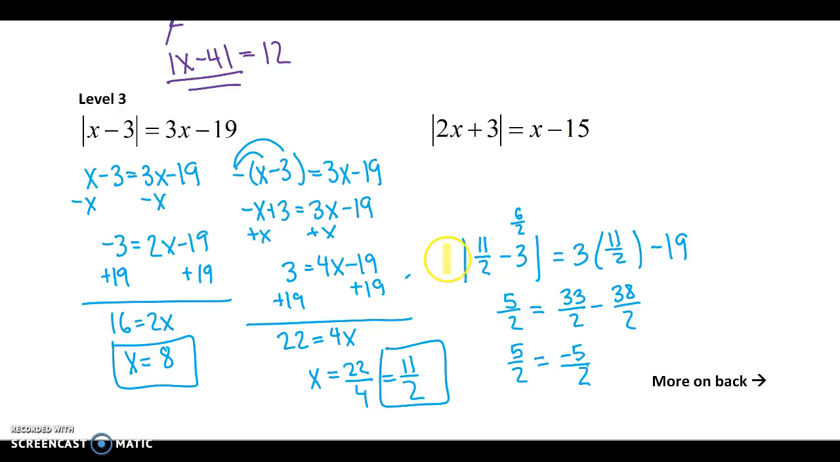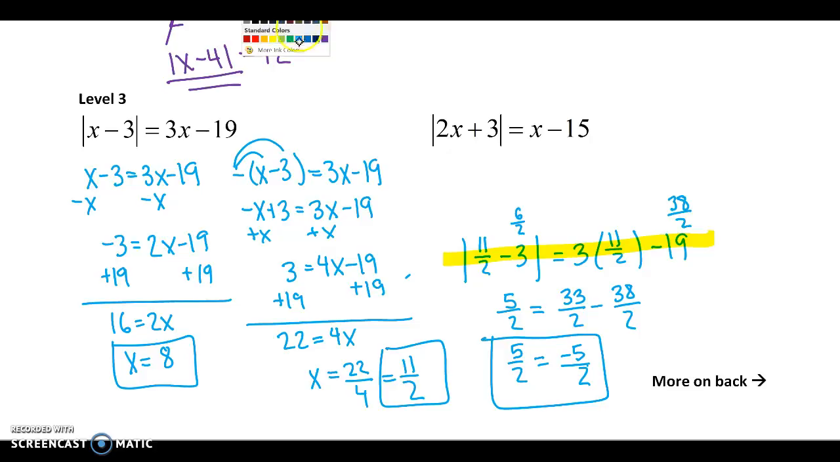Okay, so I finished that computation over here. So I converted 3 into 6 halves, and I got 11 halves minus 6 halves is 5 halves. 19 is actually 38 halves. 3 times 11 halves is 33 halves. So then I have 33 minus 38 halves is negative 5 halves. And this is the equation I wind up coming up with. 5 halves equals negative 5 halves. Is that true? No, it's not. So in this particular problem, 11 halves is an extraneous solution.